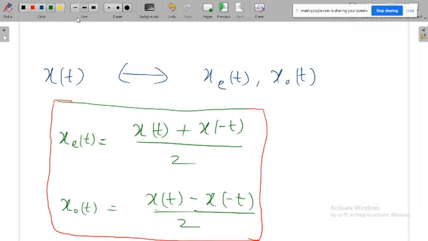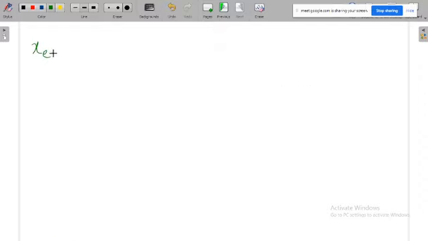Now again, this formula may not be clear to you because we are directly writing the formula, but we can get some intuitive analysis from this. So I will take one by one. First I will take the even part of the signal. What is the even part of the signal? They are telling the even part of the signal is equal to x of t plus x of minus t by 2.